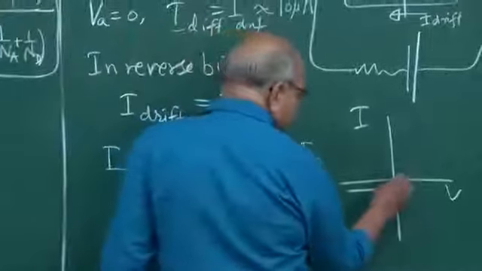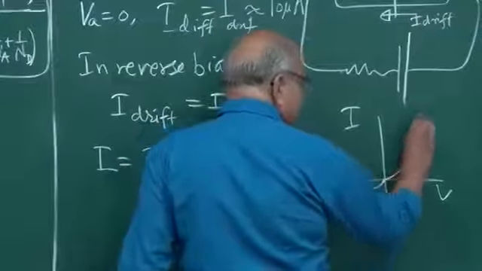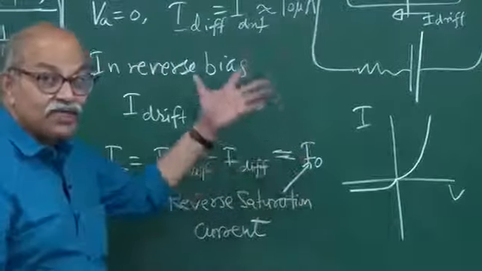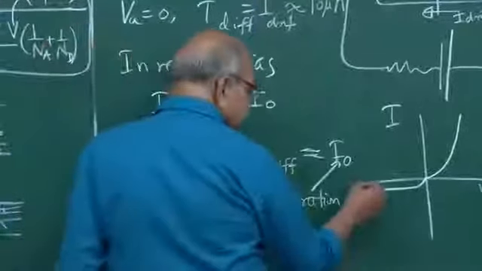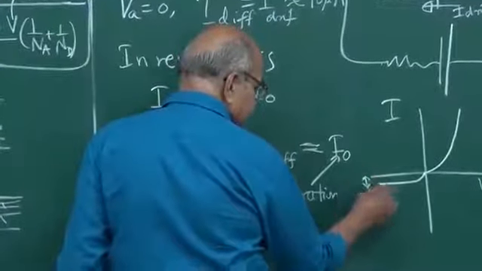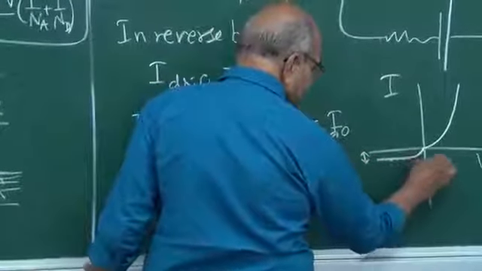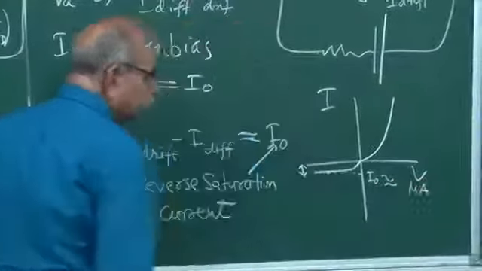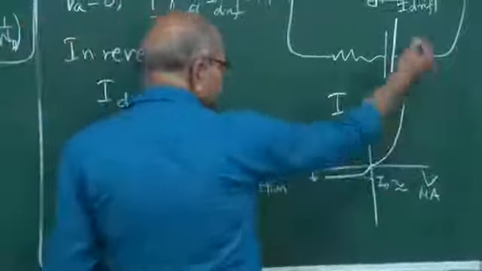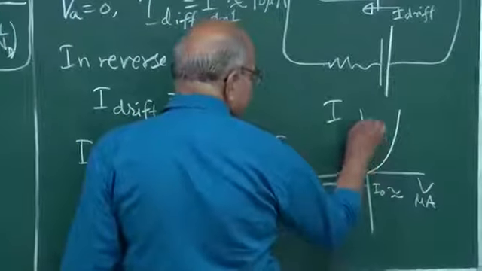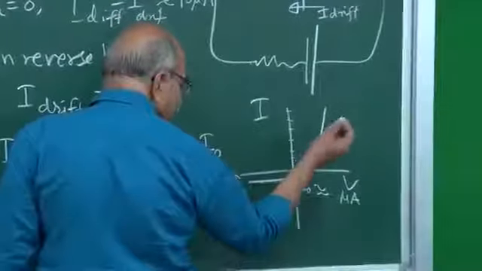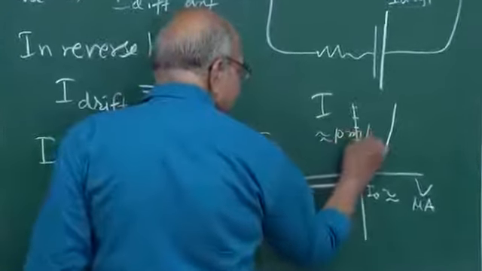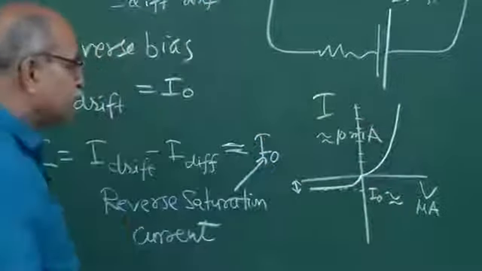Okay, but the scales for this side and this side are very different. If you want to show it on the same plot, because this reverse saturation current, this I naught here, is of the order of a few microamperes, whereas in forward bias, the currents could be easily in milliamperes, a few tens of milliamperes. All right, so this is a few tens of milliamperes, 10 milliampere, 20 milliampere, 30 milliampere, like that.